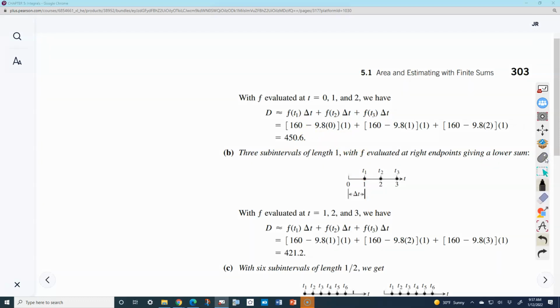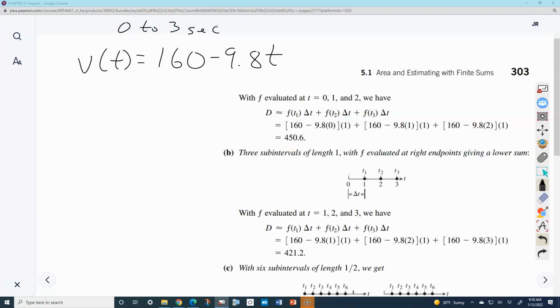Let me just show you how this is working. 160 minus 9.8t. We're doing this from 0 to 3 seconds. So we would get the velocity at 0, which would give me 160. And I would have to multiply that by the time.